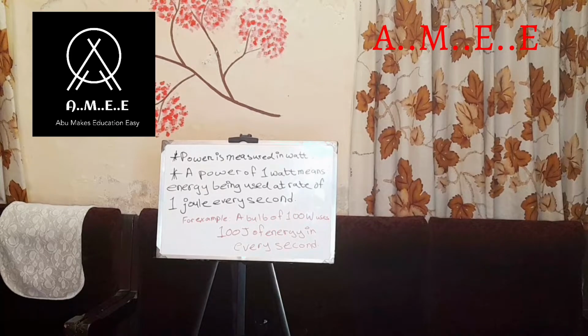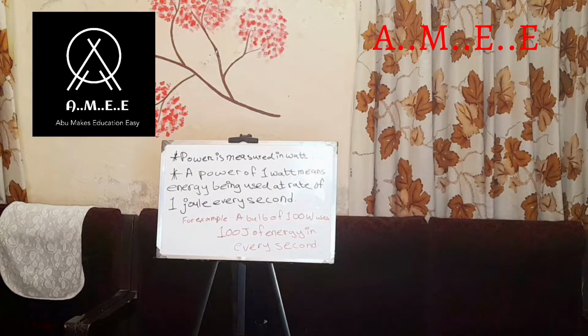So our question was that a bulb of 20 watt is using 20 joule of energy every second. If it is switched on for 2 minutes, then calculate the energy. First, power equals 20 watts, which means 20 joule per second. So per second the energy is 20 joule.